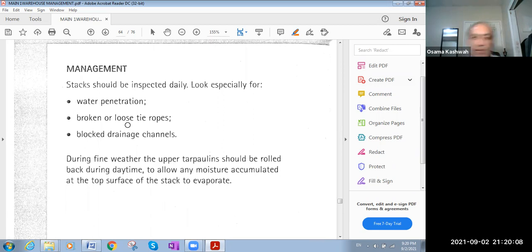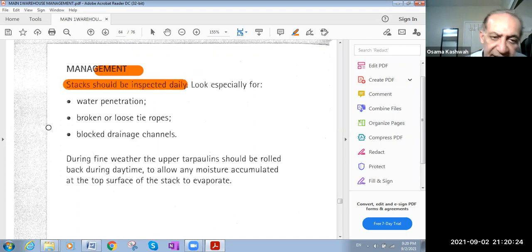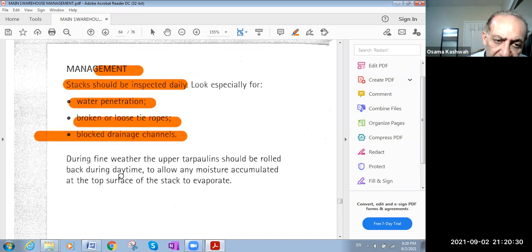Now, how about the management of your warehouse? Let's go to the management of the warehouse itself. What we are supposed to do and what we are supposed not to do about the management itself. Stacks should be inspected daily. So we have to inspect the stack daily for water penetration, broken or loose tie ropes, and to check all these drainages for blockages.